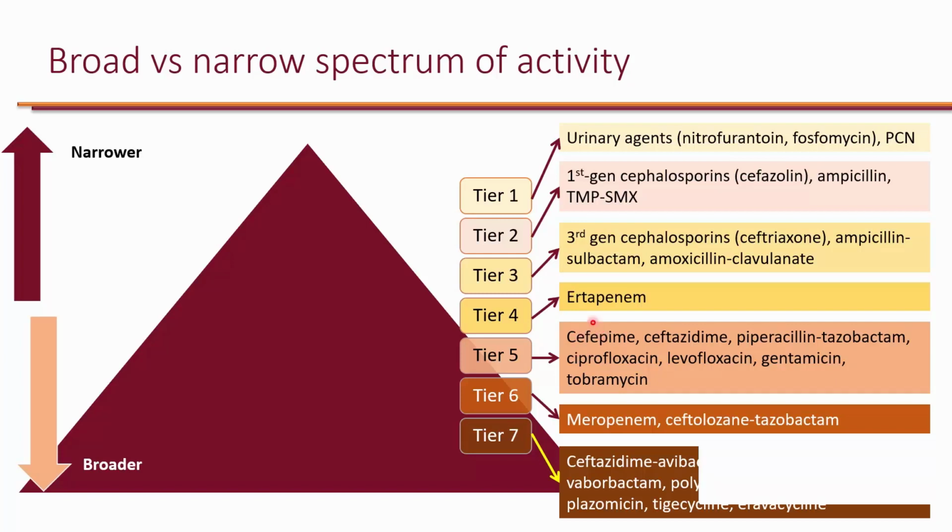Now, tier 6, which includes carbapenems such as meropenem, as well as ceftolozane-tazobactam. These are active against multi-drug resistant Pseudomonas, so they should be reserved for multi-drug resistant Pseudomonas. Meropenem is also used for ESBL producing Enterobacteriaceae, as well as ertapenem, because ertapenem and meropenem are carbapenems, and carbapenems are typically drugs of choice for ESBL producing Enterobacteriaceae.